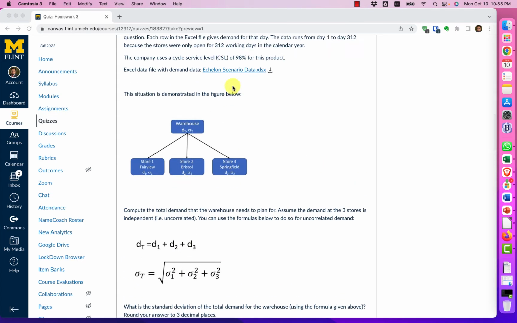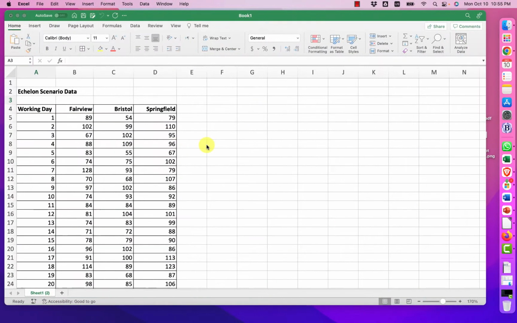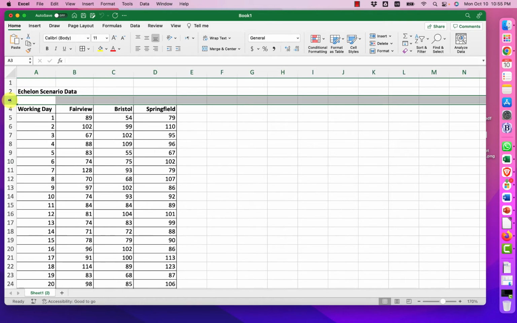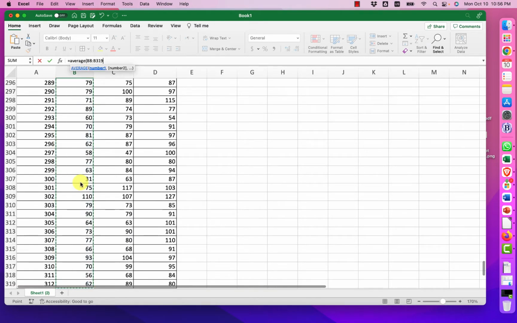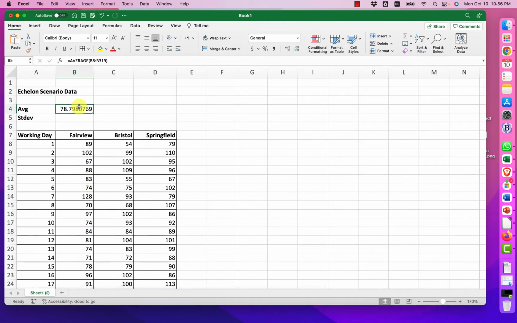So we can download the data to begin. Okay, so first up, let's insert some rows here so we can compute our statistics. We can do it at the bottom as well, but I'm just going to do it at the table at the top. So we can find the average and standard deviation of the demand at each location. Okay, so the average daily demand at Fairview is 78.79.